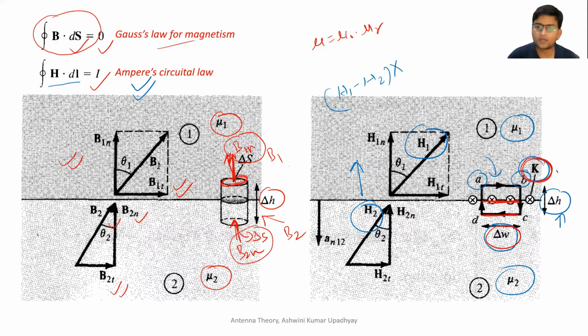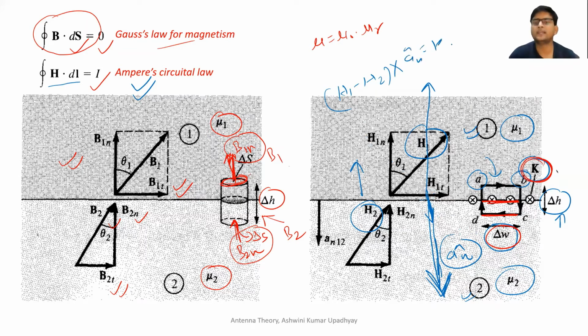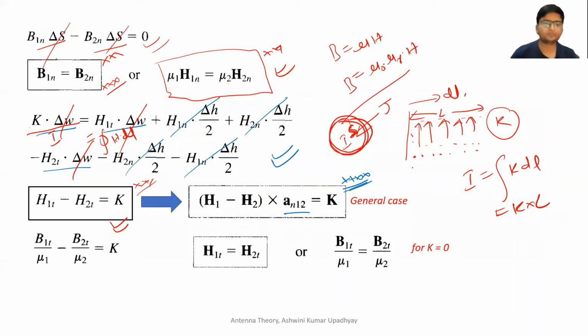So suppose this is your medium 1 and this is your medium 2. If you are going from medium 1 to medium 2, then this direction will be your normal surface AN, right? So if you take the cross product of this AN and the difference H1 minus H2, you will get K. So this is how you calculate surface current density.